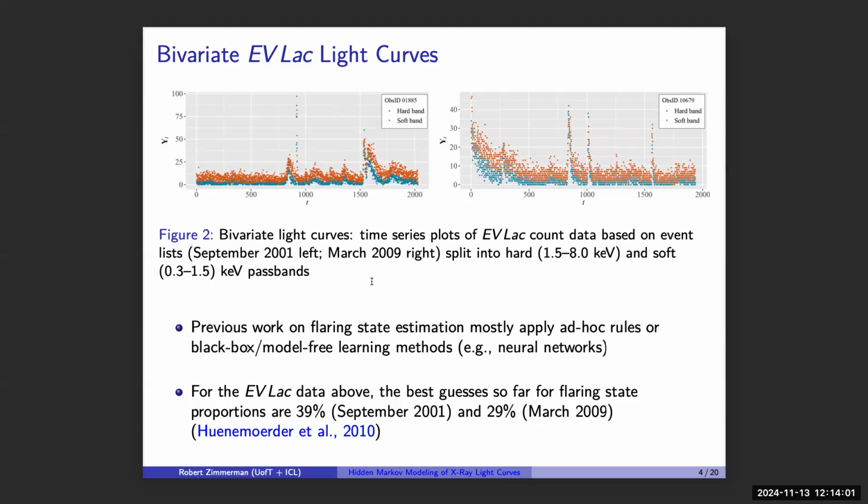Understanding flare state emissions has been studied before, but most of the literature uses ad hoc rules or machine learning methods, such as black box methods like neural networks, to understand the data.